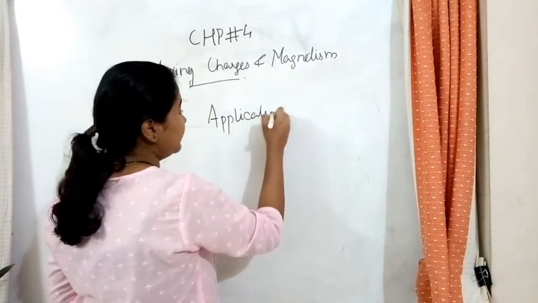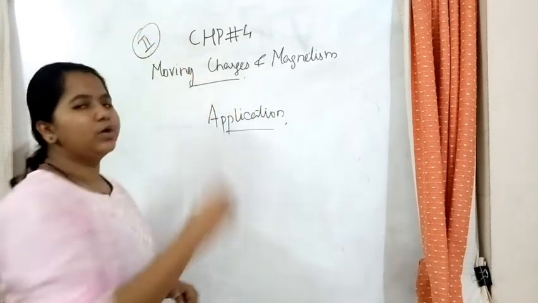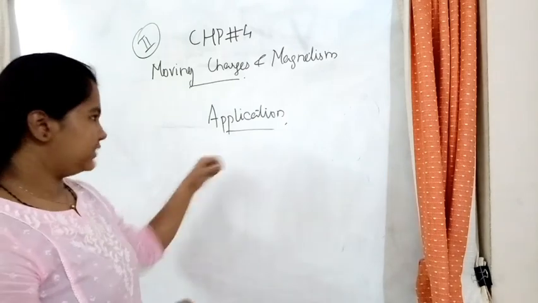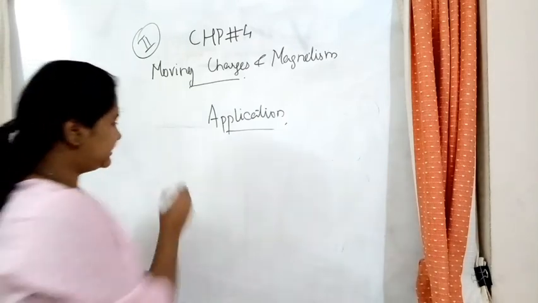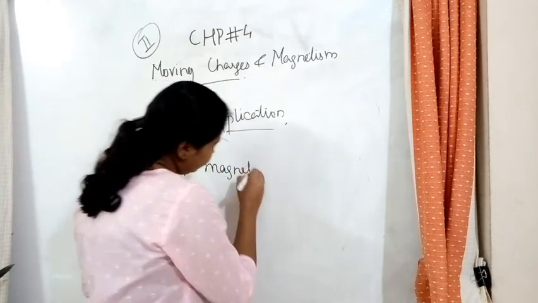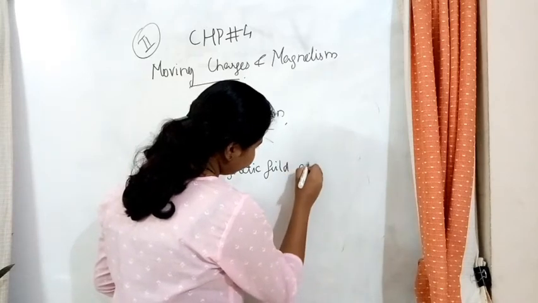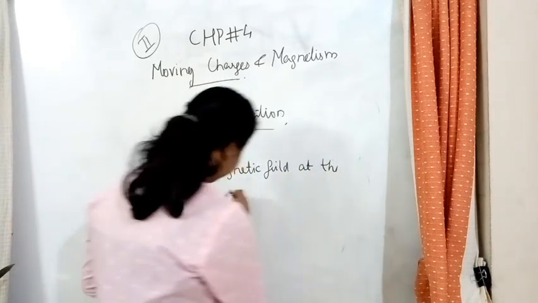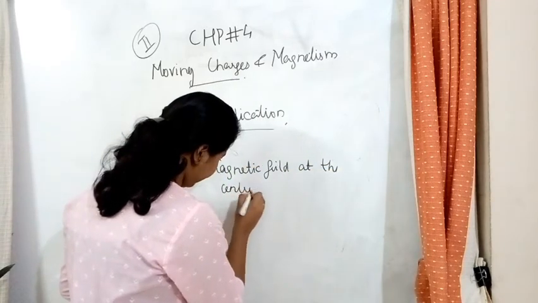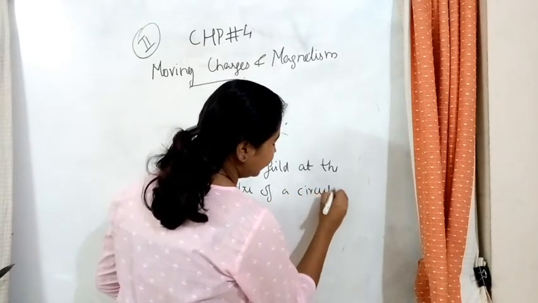Before watching part 2, if you haven't watched part 1, make sure you watch it and then continue watching. So, the first application is the magnetic field at the center of a circular current carrying loop.